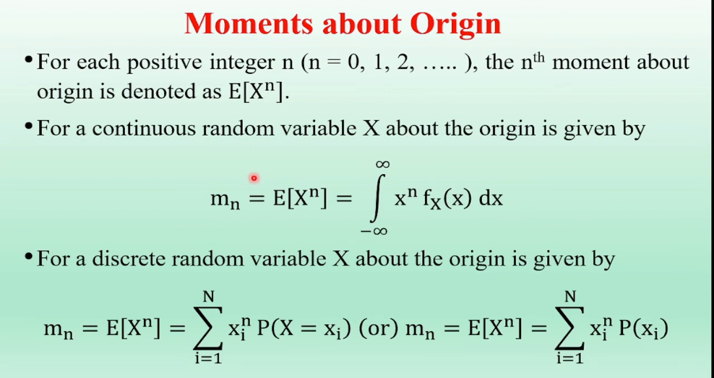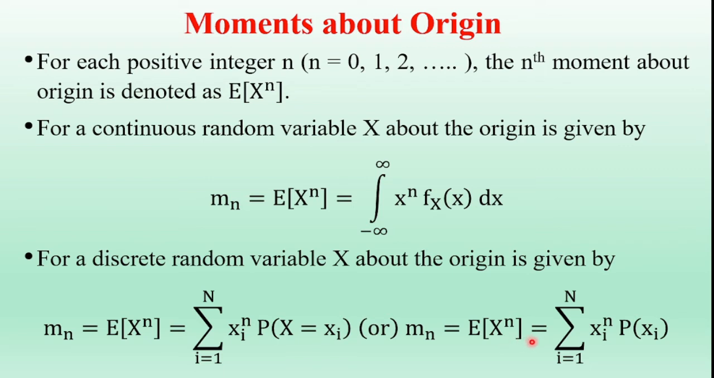So what is the nth moment about the origin? For the discrete case, expectation of X power n is equal to sigma i equals 1 to n of x_i power n into P of x_i. So now here n is equal to 2. So n equal to 2, we get expectation of X square.